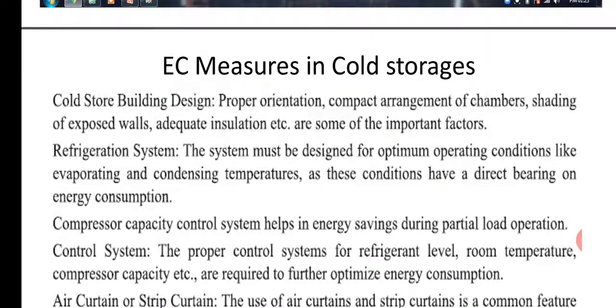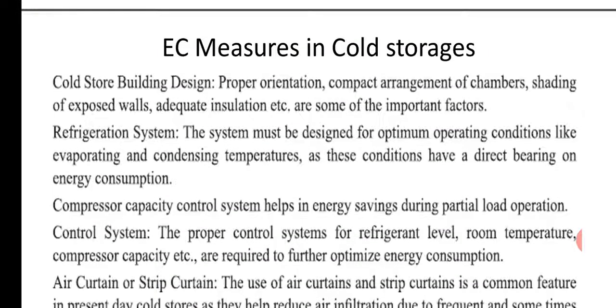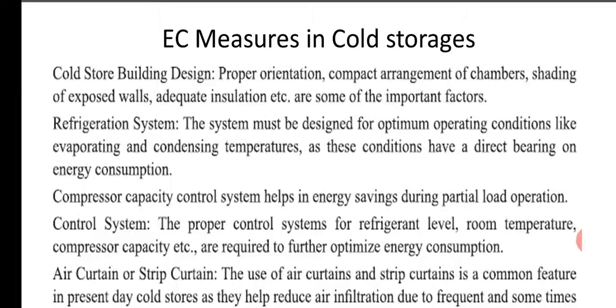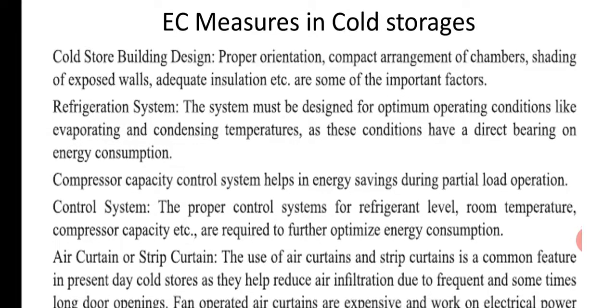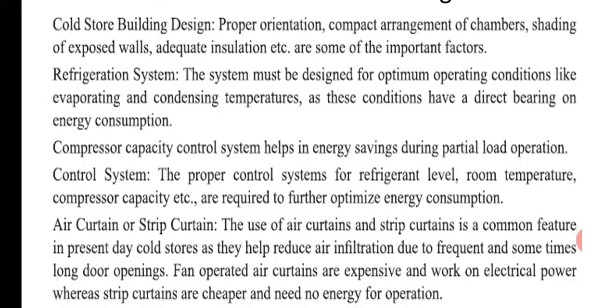Then some energy conservation measures in cold storage. You should have proper orientation so that solar heat ingress is less. Compact arrangements of the chambers, shading of exposed walls. People put a lot of trees so that exposed sun and heat ingress is less. Then proper insulation should be there. Then the refrigeration system should be working at optimum conditions, like the condition of the evaporator and the condenser.